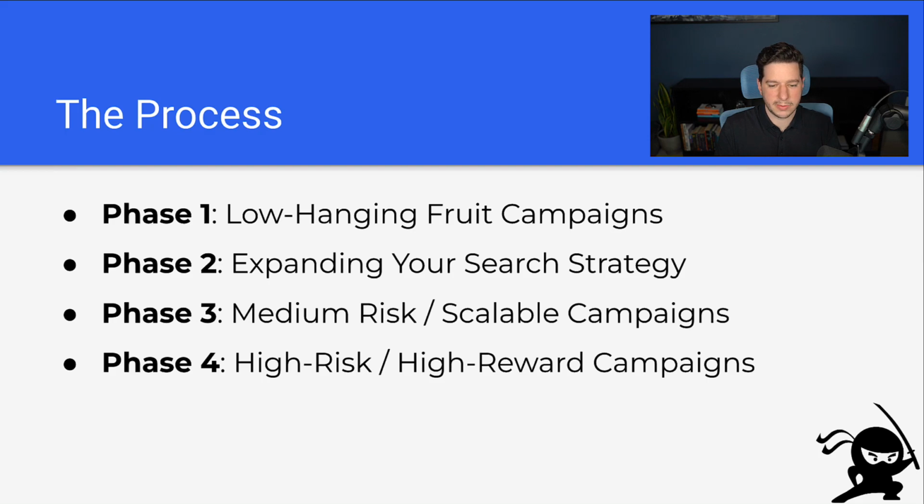And then phase three is going to be medium risk scalable campaigns. There are going to be a couple different categories in there. I won't mention that yet. Phase four is high risk, high reward campaigns. These are the campaigns that you don't want to try out first, but you do want to test eventually because if they do hit and you make money from them, you can scale that stuff to the moon. You're going to make a ton of money if it does work out.